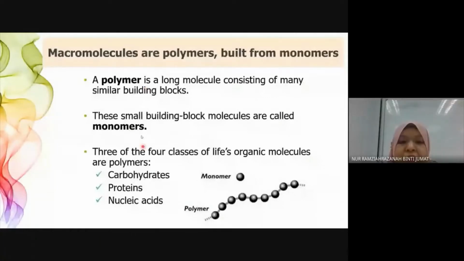Out of the 4 classes of organic compounds, the polymers are carbohydrates, proteins, and nucleic acids. Lipids are not polymers because they are not made by similar building blocks. We will see later in lipids. So first you must remember this: examples of polymers are carbohydrates, proteins, and nucleic acids.